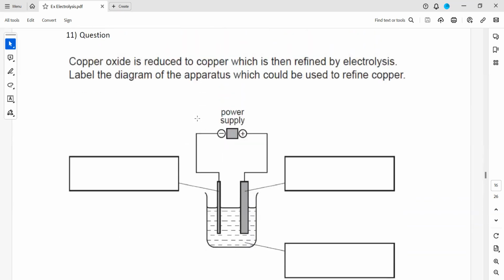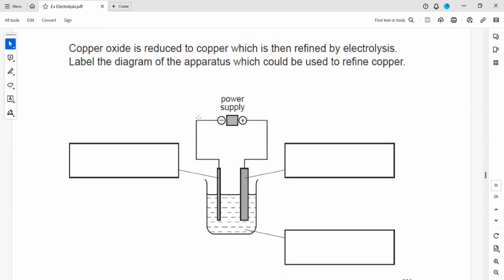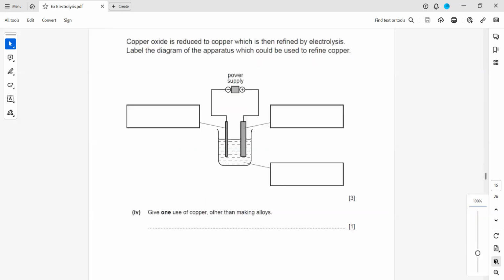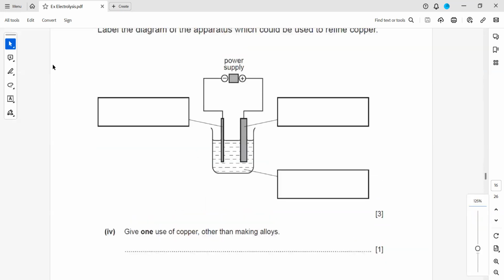The copper oxide is reduced to copper, which is then refined by electrolysis. Label the diagram of the apparatus which could be used to refine copper. If you want to purify copper, this one is the anode. This one is the cathode, the negative one is the cathode.